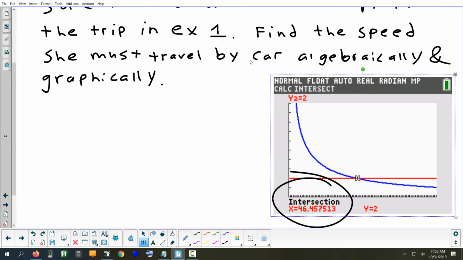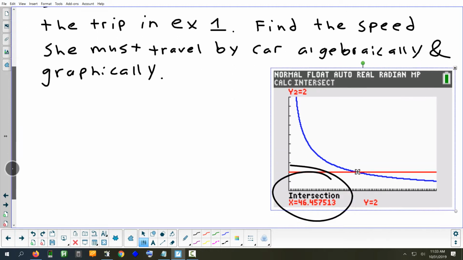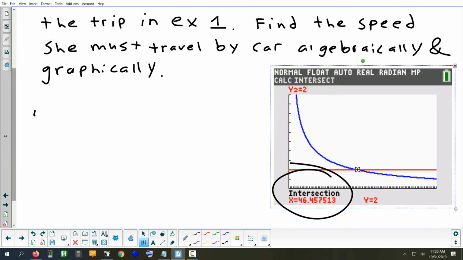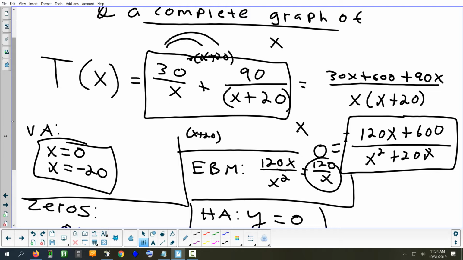Any question on that? Okay, now I want to do it algebraically. My time is 2. I'm solving for 46.46. So my time is 2. And now just write down the rest of your equation. 2 equals, copy that down. We could use the original if we wanted, but I think it's going to make more sense to use the combined one.